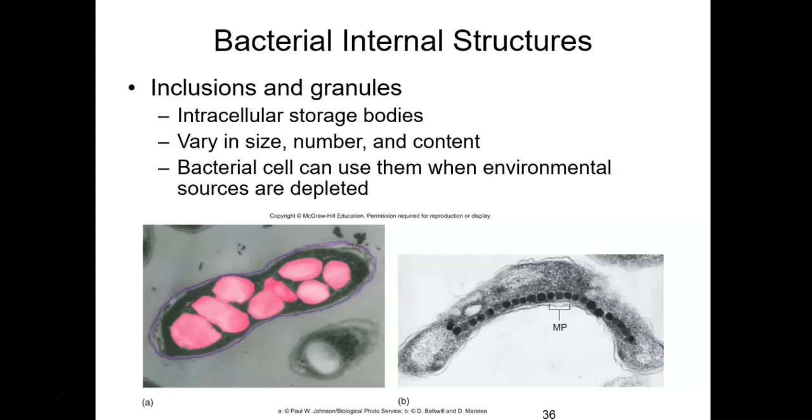The other internal structures that we'll see are these bodies known as inclusions and granules. And the inclusion bodies are designed to be storage areas. Many bacteria will use them to store water. We have bacteria that actually have a degree of buoyancy because they'll store gases in them, and that allows them to float. Or they'll store nutrients within them or water within them. If they are in a really dry environment, they'll actually take in water and store it intracellularly. And bacterial cells use them if the environmental nutrient sources get depleted. So these inclusion bodies are really important for survival.